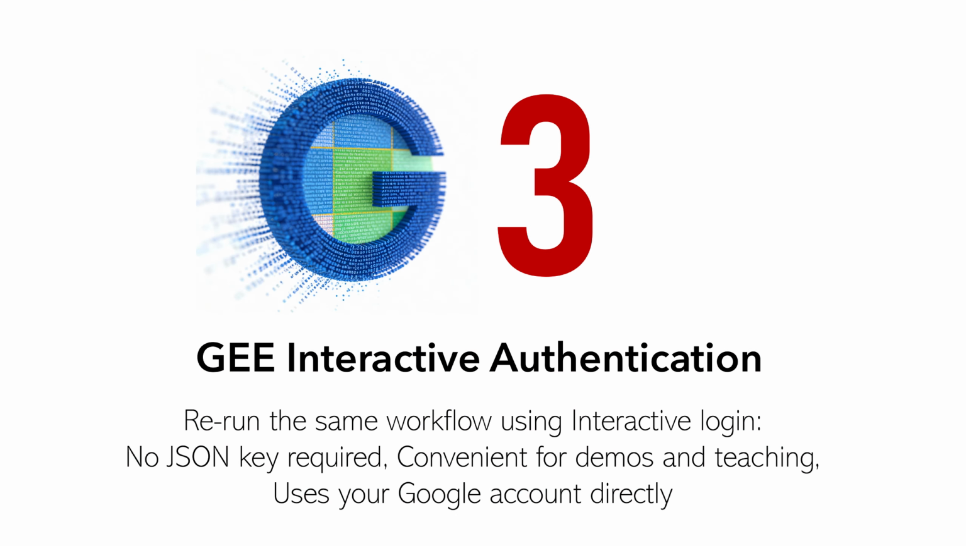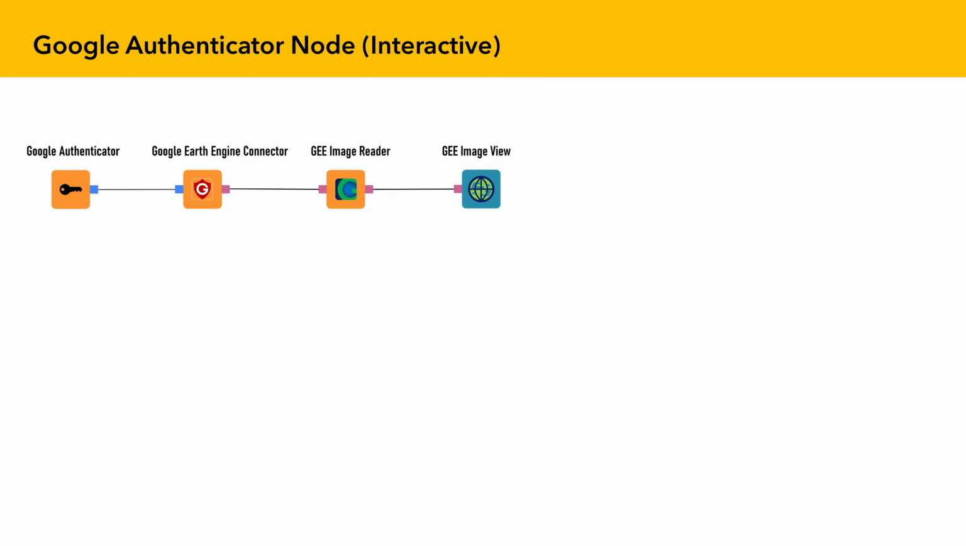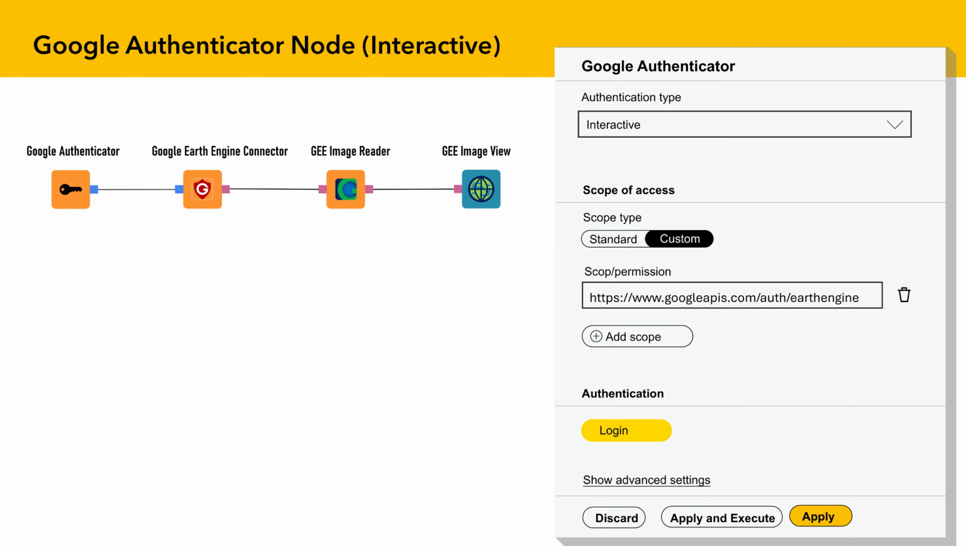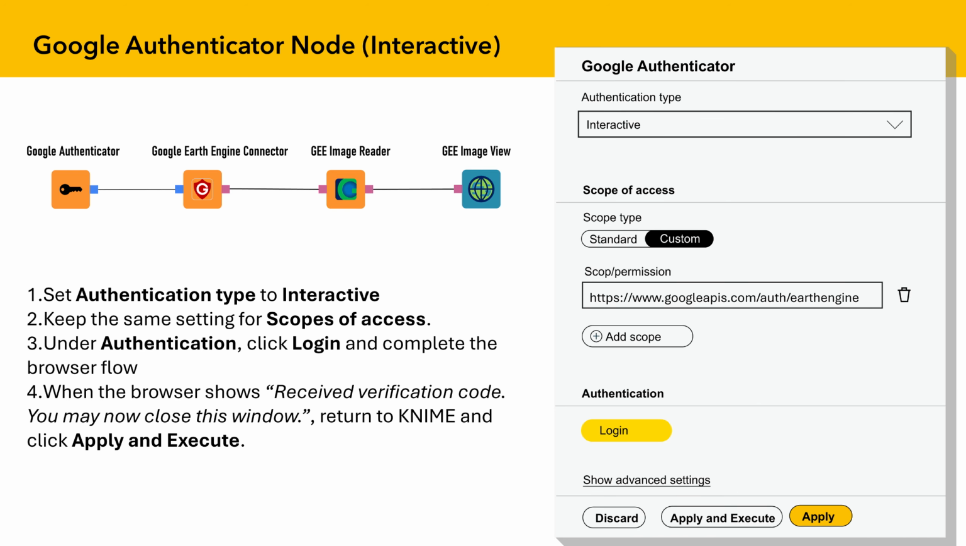Sometimes you want a more lightweight option, especially for demonstrations or teaching. In those cases, you can use interactive authentication, where KNIME opens a browser window and you log in with your Google account. The rest of the workflow remains the same, only the Authenticator node configuration changes. To switch to interactive login, open the Google Authenticator node again and change the authentication type to interactive. Keep the same scope as is.